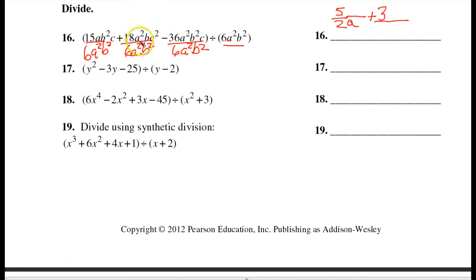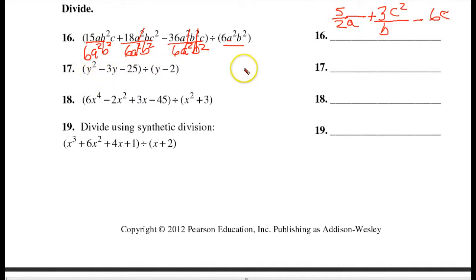I'm on the wrong one here. Let's do this one first. The A's cancel out completely. There is a B left on the bottom there, and you have a C squared on top. And then this last one's a negative 6, and these will cancel out completely, and you're just left with a C. So there's the answer to number 16.